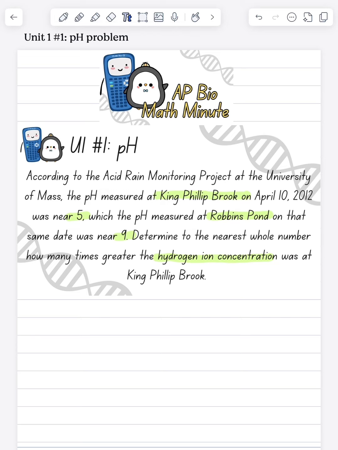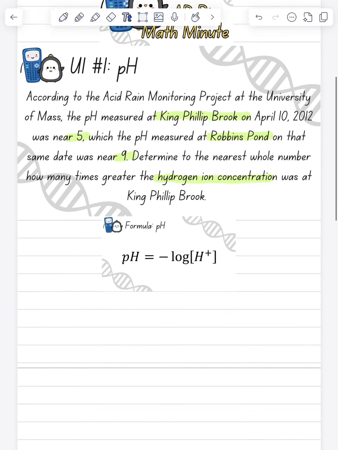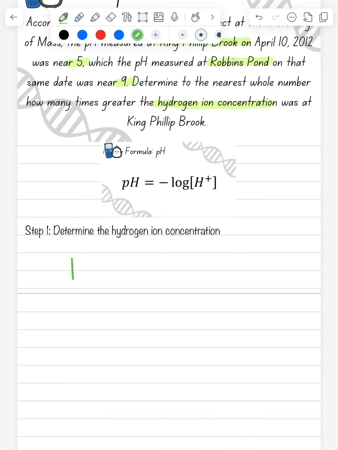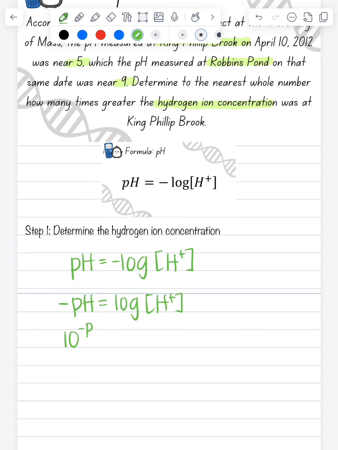So now we're going to look at the formula for pH. pH is equal to the negative log of the hydrogen ion concentration. Our first step is to determine the hydrogen ion concentration in each of these different ponds. So let's rearrange the equation. We know that pH is equal to the negative log of the hydrogen ion concentration. We move that negative over by dividing by -1, and then we can raise both sides to the 10th, which allows us to eliminate the logarithm. So we know that 10 to the negative pH is equal to the hydrogen ion concentration.